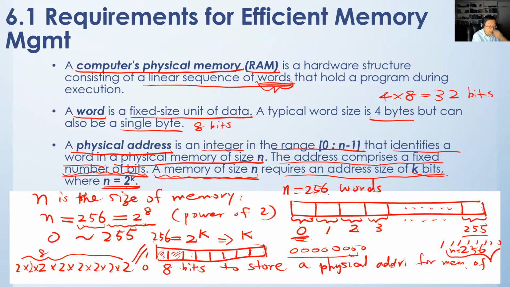So that's the reason why a memory of size n requires an address of size k, where k satisfies n equals 2^k. In other words, a memory of size 256 requires an address of size 8, because 2 to the 8 is 256.